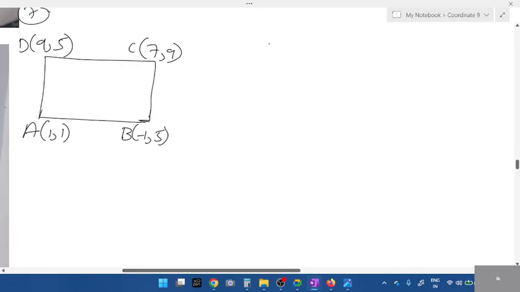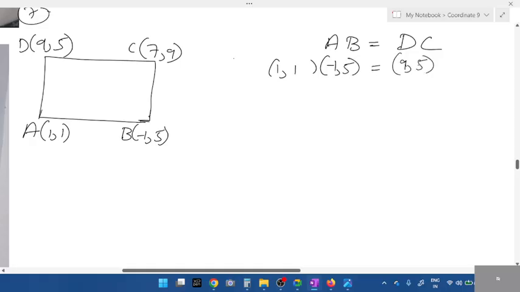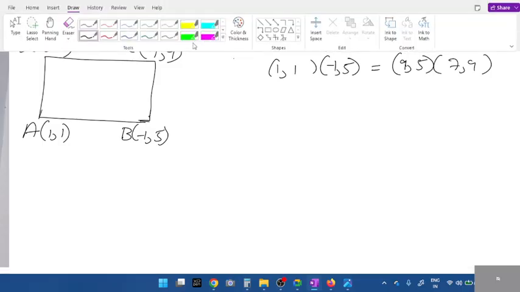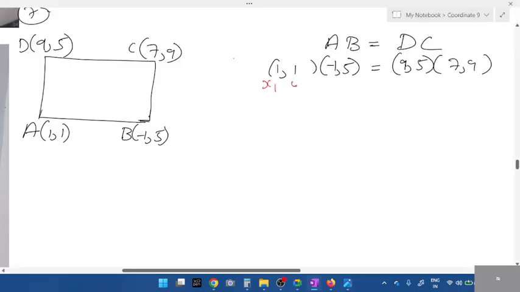What are the opposite sides? AB should be equal to DC. You can write it like this. Instead of doing separately, do it in the same way. A is 1 comma 1 and B is minus 1 comma 5. D is 9 comma 5 and C is 7 comma 9. Then do it in the same way, students. Write it like this: take this as x1, y1, and this one x2, y2. It's a separate question.